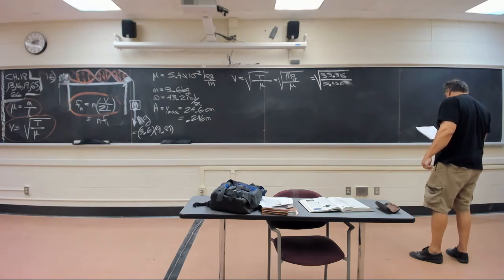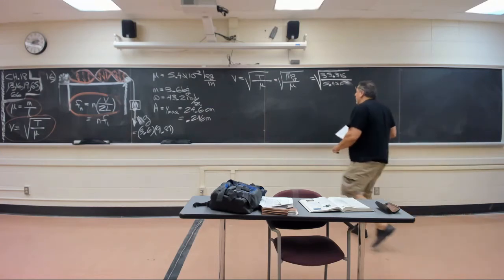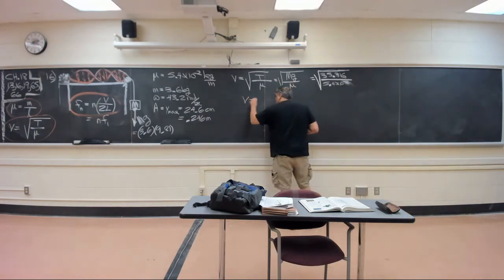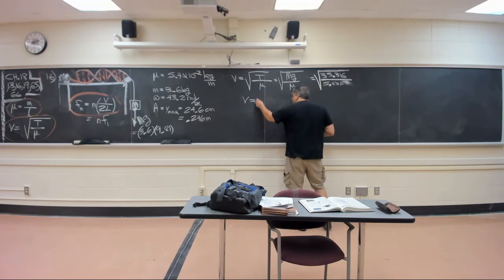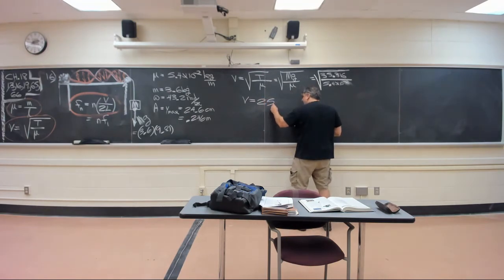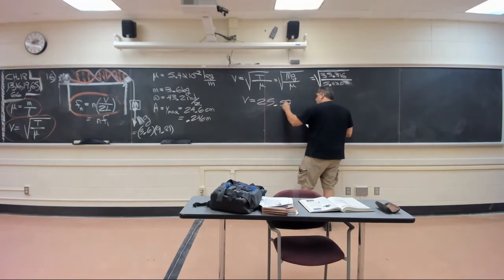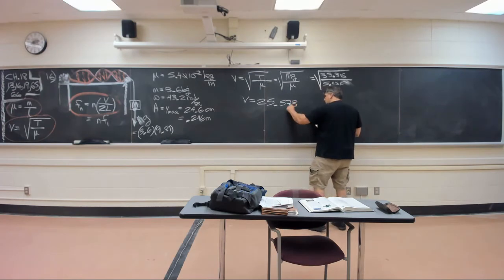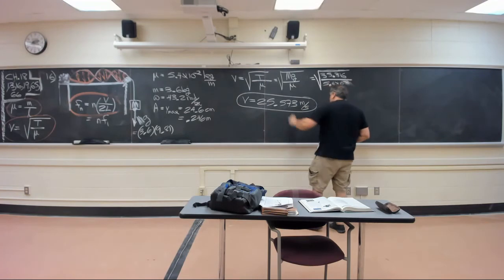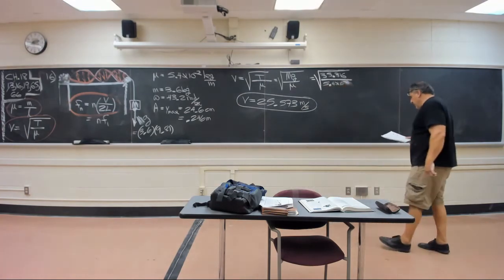Just take the whole thing out and let's see what's going on here. This is the speed of propagation of the wave, 25.573 meters per second. If they asked you that, it's a valid question. That's how you get the answer.